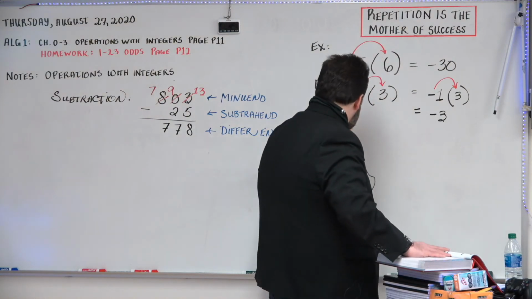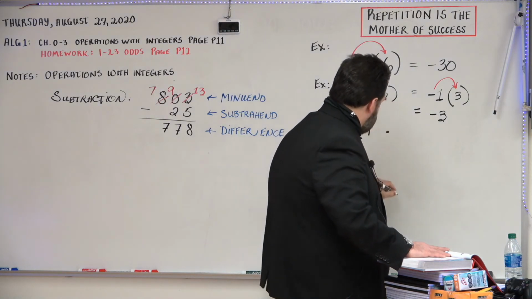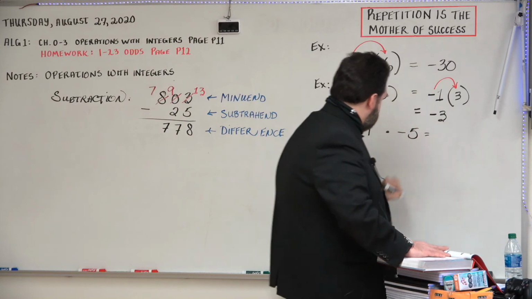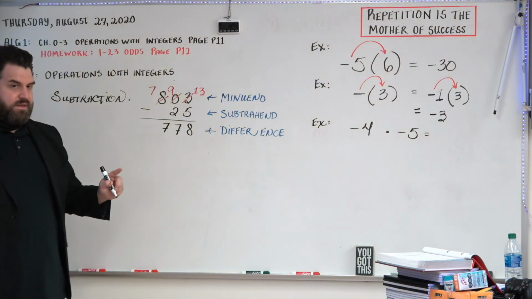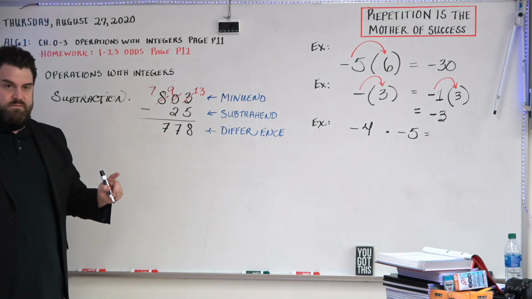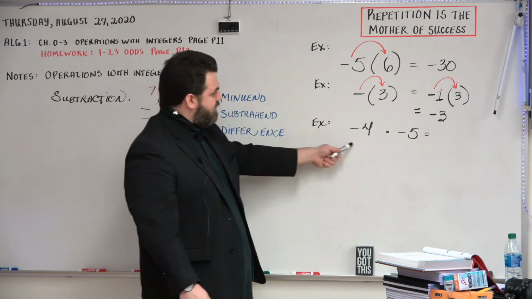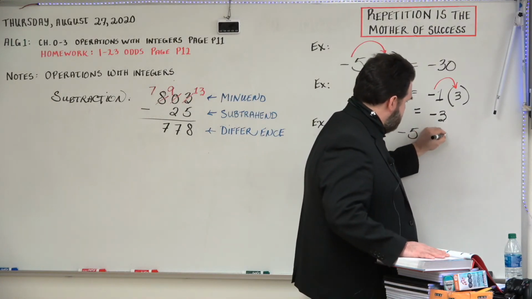Let's do -4 times -5. What's the rule about a negative times a negative? It's going to be a positive. A negative times a negative is a positive. So what is -4 times -5? 20.